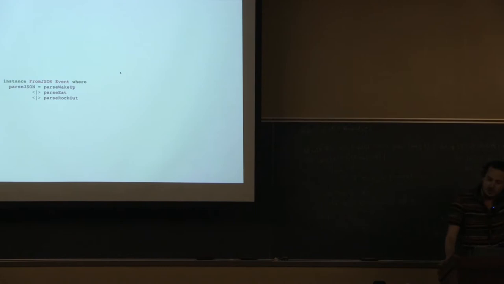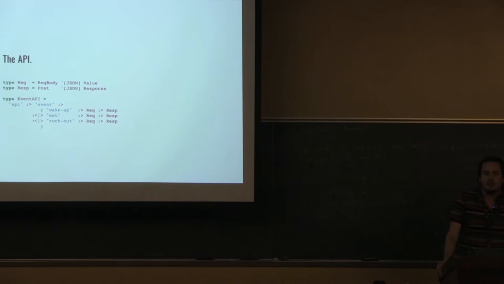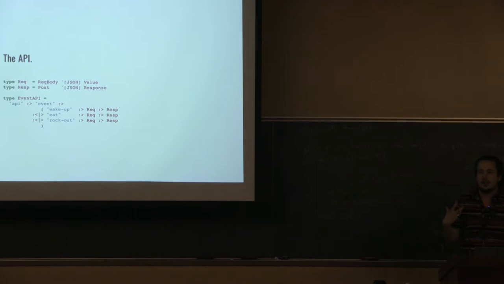Probably you agree that this will give me an event, right? If this thing is valid, it'll give me one of the three. And so I need to write an API. And if you're familiar with Servant, this will look good. And if you're not, essentially Servant is a way of expressing an API as a type. And so I can write my API in the type system and then implement it. And then the compiler will tell me if I implemented it correctly according to the spec.